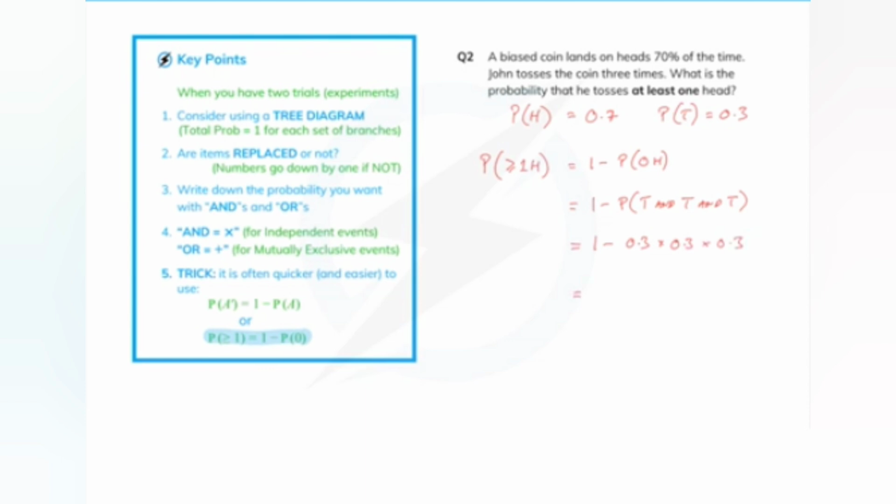And if I do that, I get 1 minus 0.027, which is 0.973. Okay, so it's very likely I will get at least one head, which you would expect because, of course, it's biased towards heads. But there we go. I've used the trick at the bottom of the blue box there.